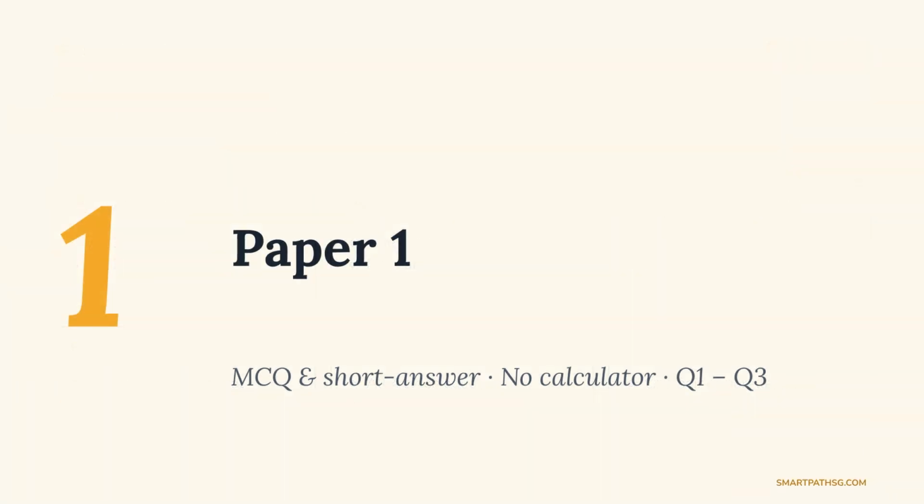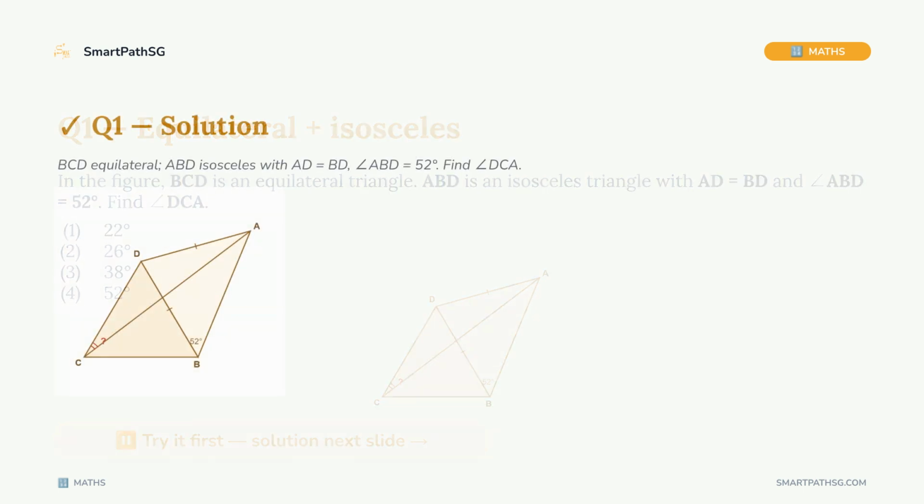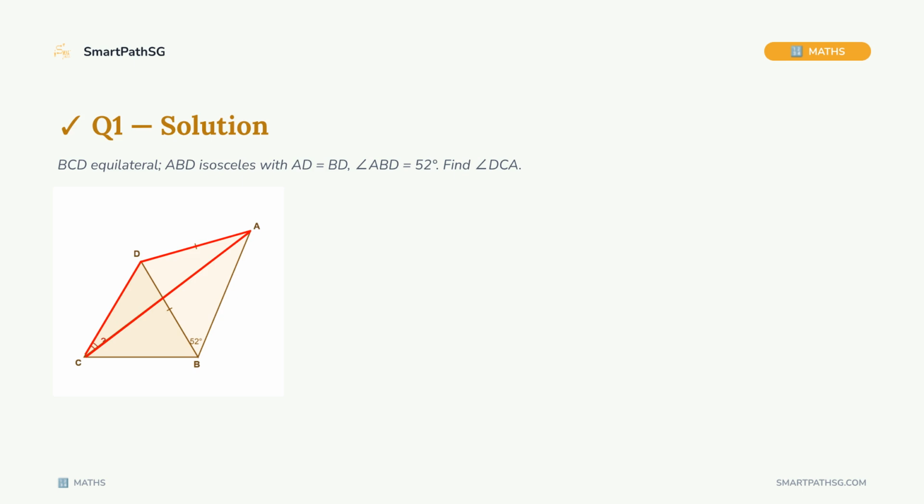Next, 3 Paper 1 type questions. Question 1. BCD is an equilateral triangle. ABD is an isosceles triangle with AD equals BD and angle ABD equals 52 degrees. Find angle DCA. The key is to recognize that triangle ACD is isosceles because AD equals BD and BD equals CD, therefore AD equals CD. Since angle DCA is one of the base angles of an isosceles, we can solve it if we know the apex angle ADC. We already know angle BDC equals 60 because it's an interior angle of an equilateral triangle.